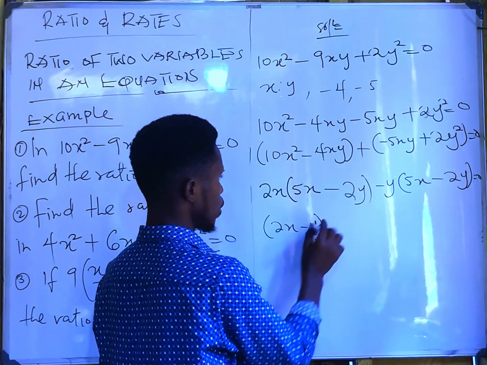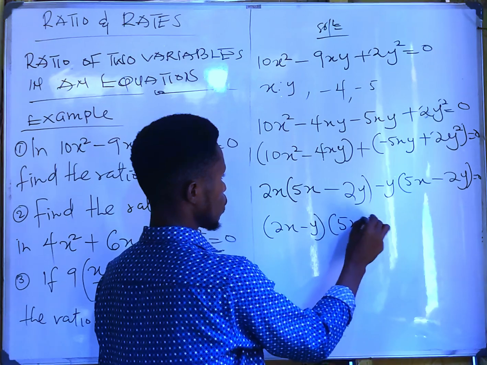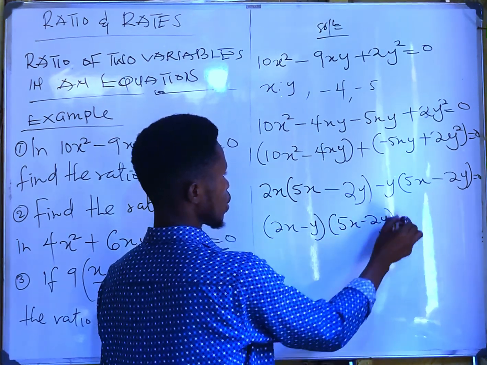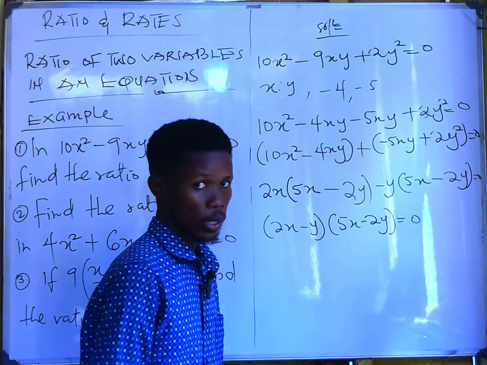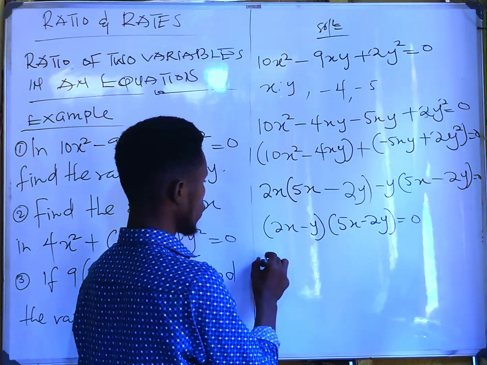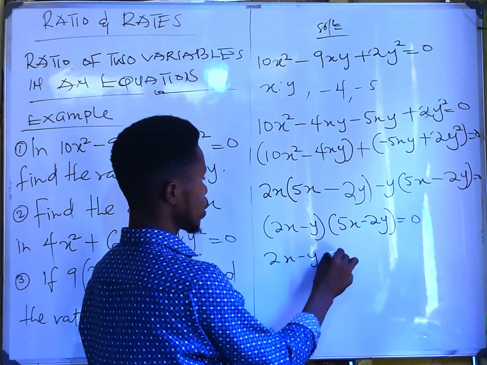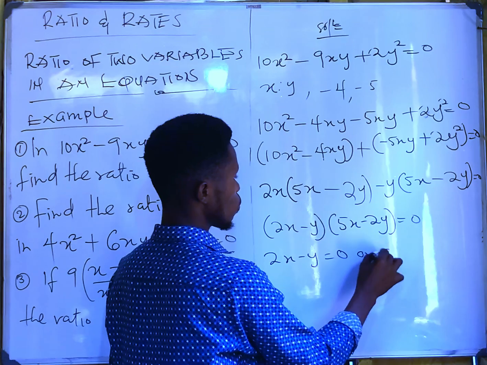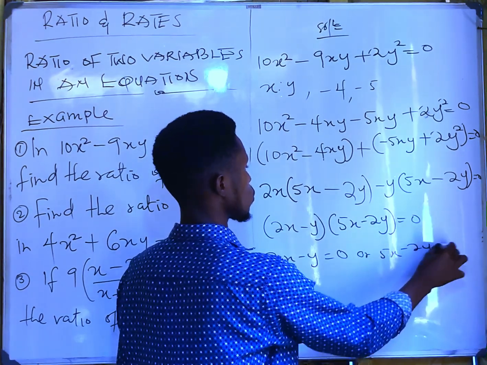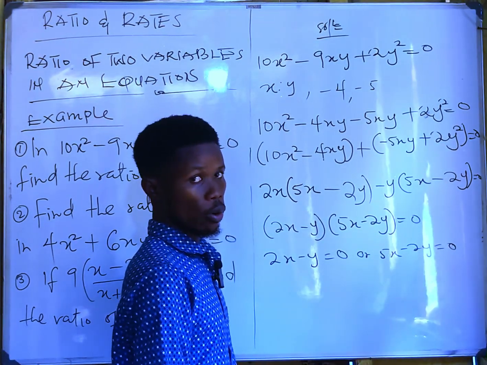Then I'll pick one of the brackets, then I equate it to 0. Is that okay? Now what it means here is that if I take 2x minus y, it is 0, or 5x minus 2y is also 0. I hope it's cool.